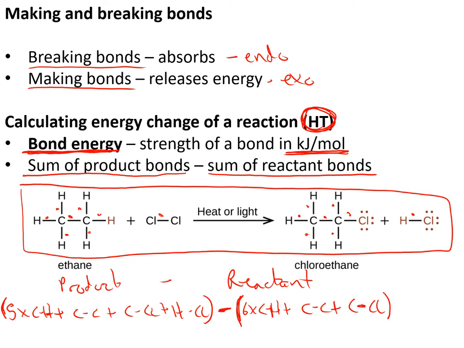And if we substitute in the actual numbers that are given in the equation, we'll add up all of these and take it away from all of those. And that will give us our overall result. And if that number is negative, then the reaction is exothermic. And if the number is positive, then the reaction is endothermic.